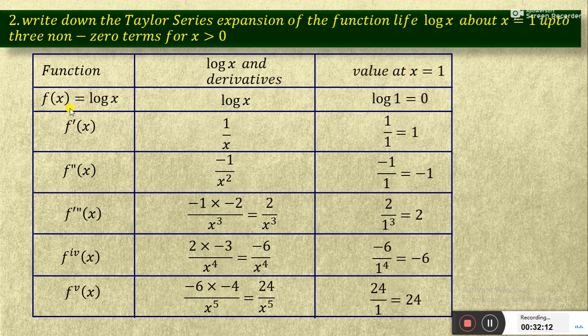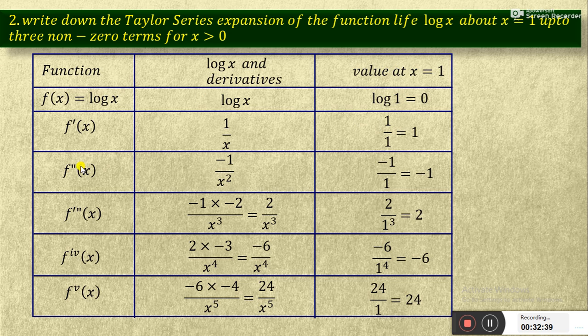So first, f dash of x means I differentiate log x, which gives 1 by x. Next, I substitute x equal to 1, so it is 1 by 1, which is 1. And for f of x equal to log x, I substitute x equal to 1, and log 1 is 0. So f of 1 is 0, and f dash of 1 is 1.